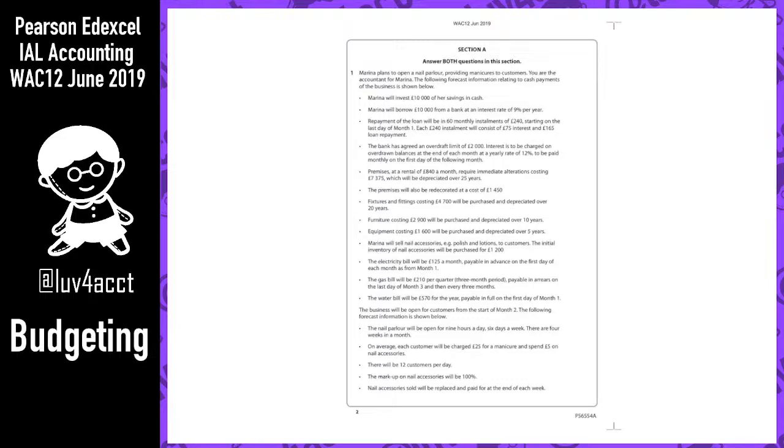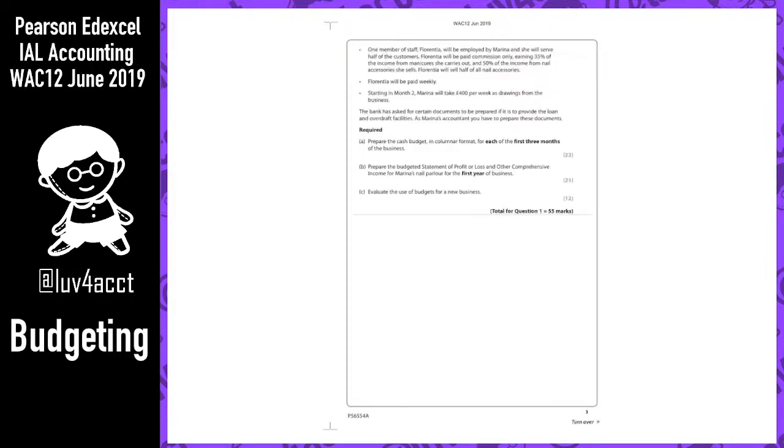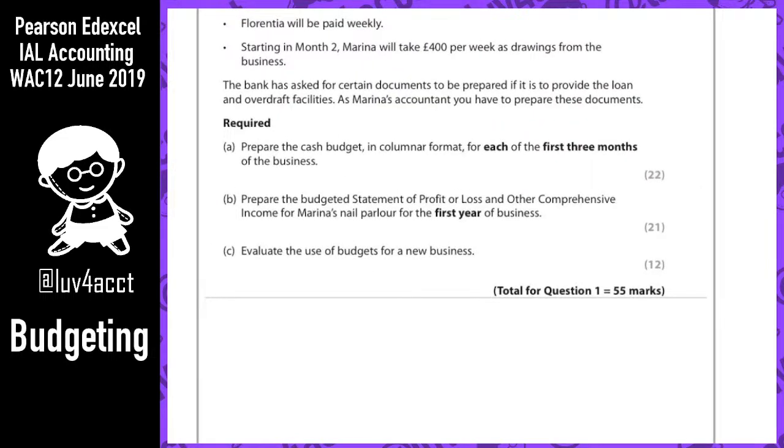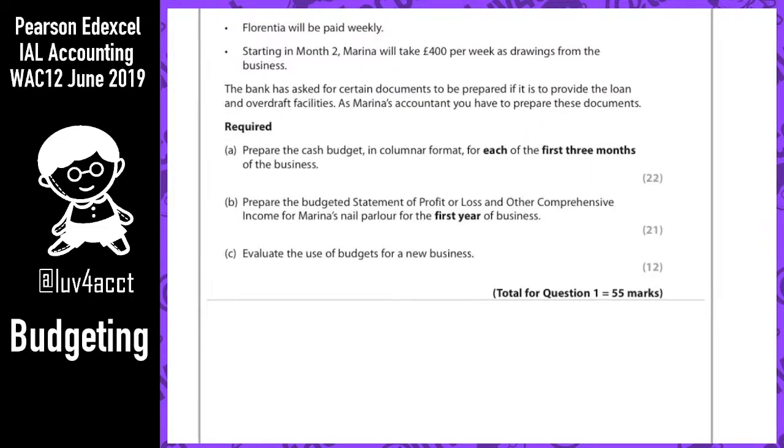So this question is from the Pearson Edexcel IAL Paper 2 Accounting, from June year 2019. Why I chose this question is because we have to prepare the cash budget for the first 3 months of this business, and then the budgeted statement of profit and loss.